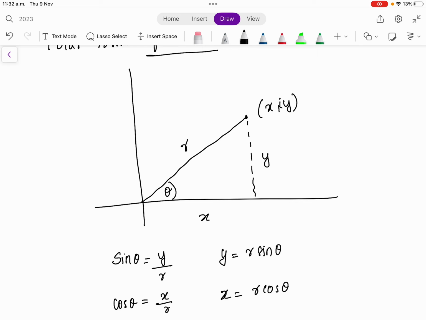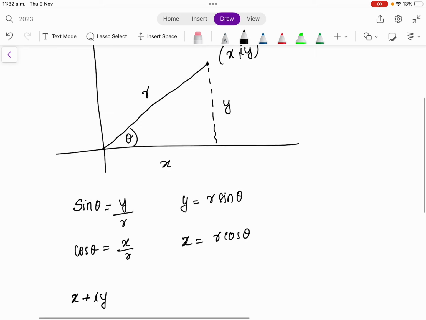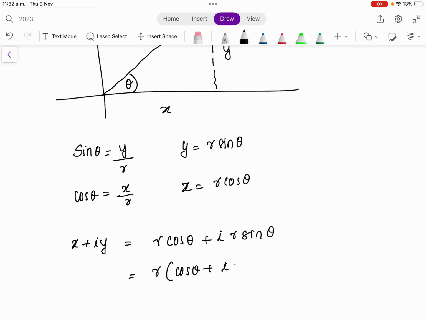So I'm getting two other values for x and y, which means that x plus iy, the Cartesian coordinates of that point, can be written as r cos theta plus i r sine theta, or I can take r outside, writing it as r times cos theta plus i sine theta. This is the polar form of a complex number x plus iy, where theta is the angle between the x-axis and the line.